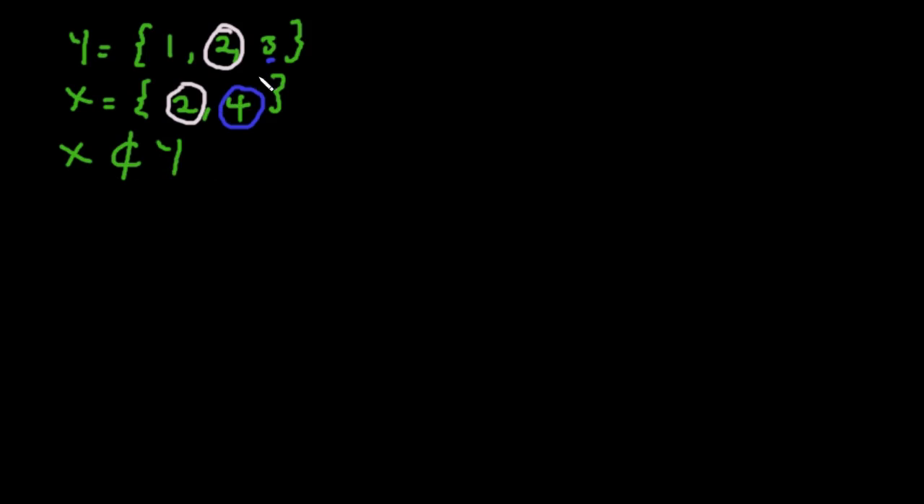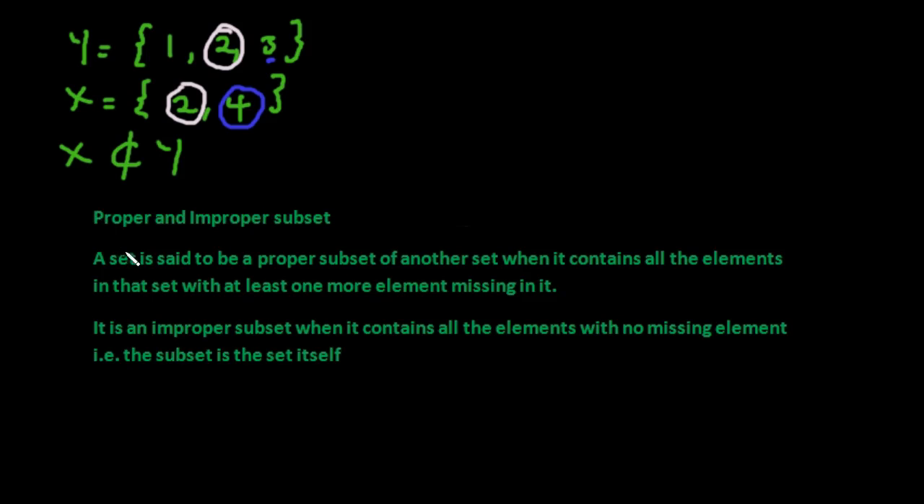So a set is a subset of another if every element of that set can be found in the other set. And that leads us to the idea of proper and improper subset. A set is said to be a proper subset of another set when it contains elements of that set with at least one more element missing in it. And it is improper if it contains all the elements with no missing element. That means the set is in the set itself.